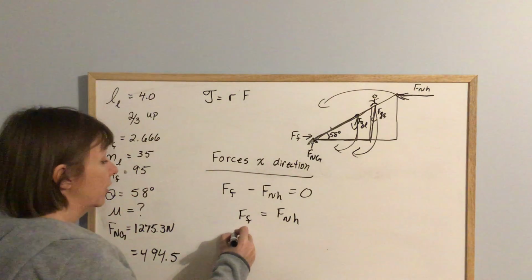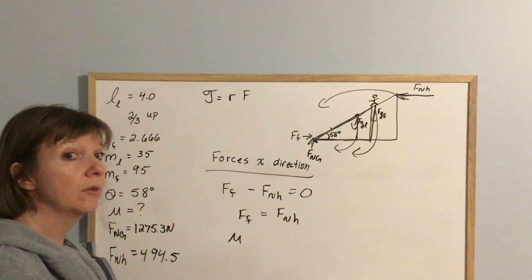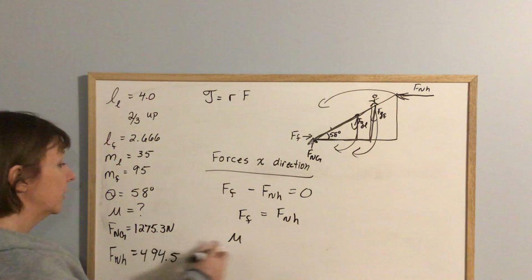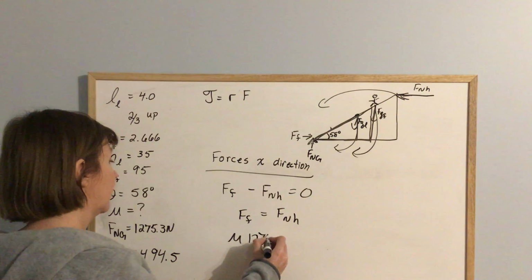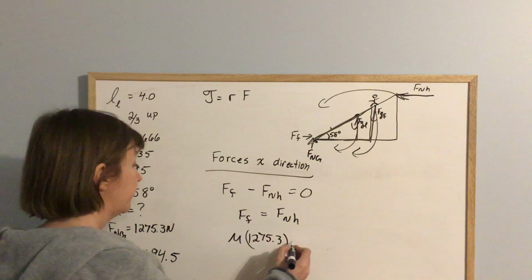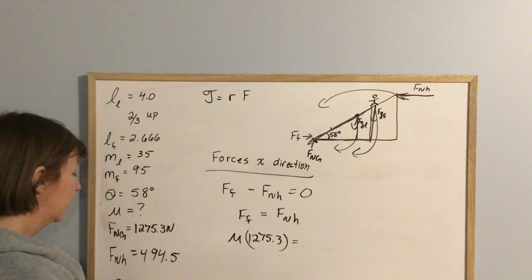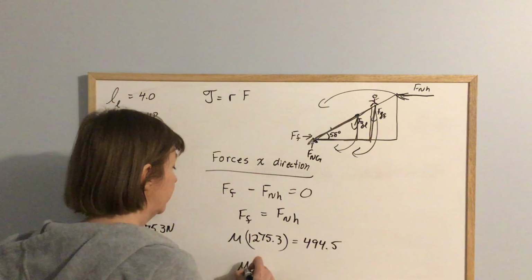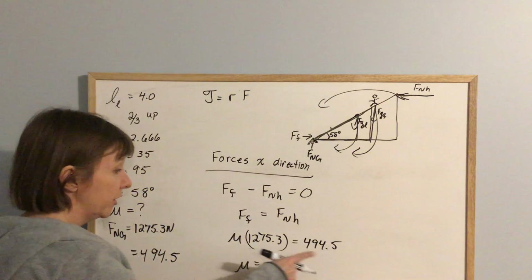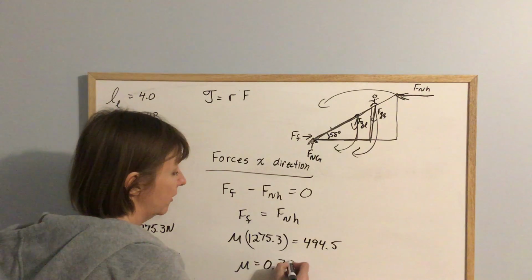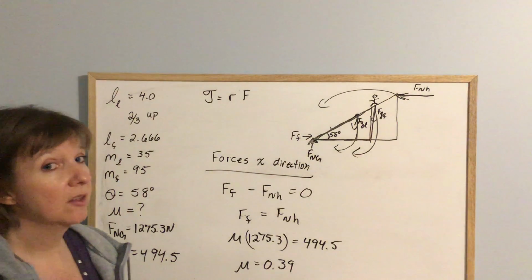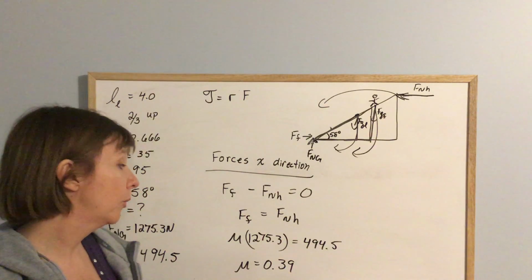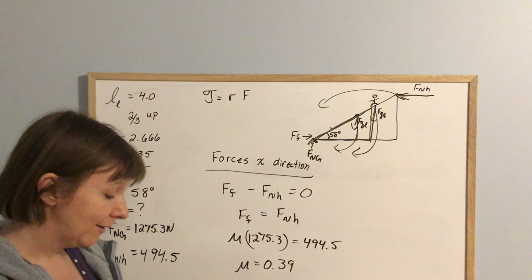Now, force of friction is coefficient of friction times the normal force going up and down. The normal force going up and down is 1,275.3, and that's equal to the normal force on the house, which is 494.5. So the coefficient of friction, once I divide both sides by that, is 0.39. That makes sense because the coefficient of friction should be between 0 and 1 and should be relatively low, and it is.